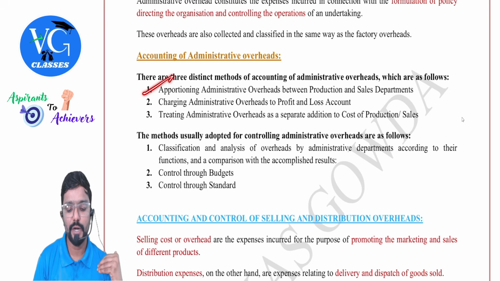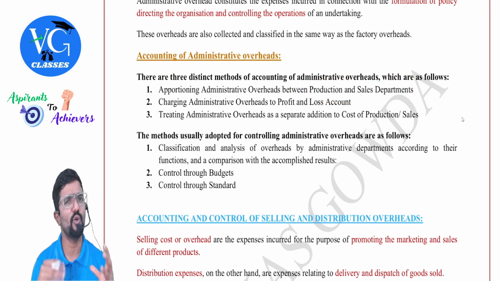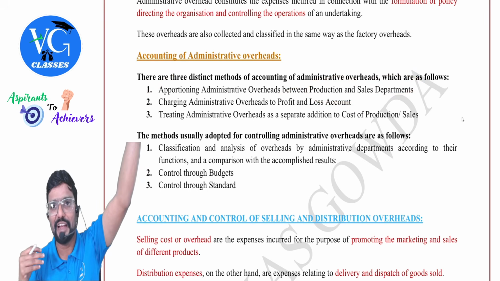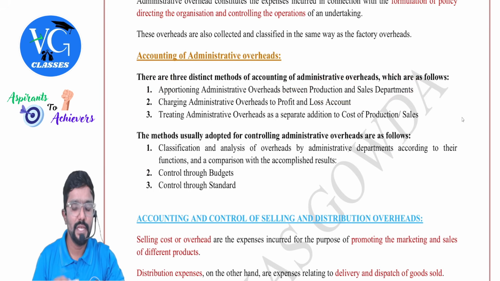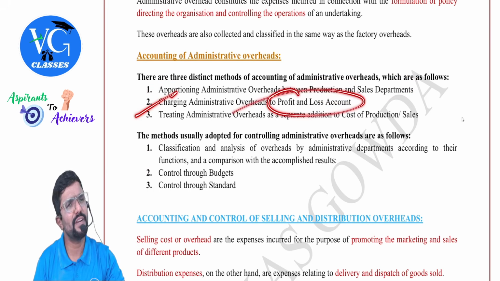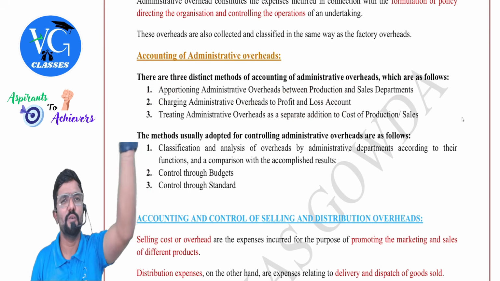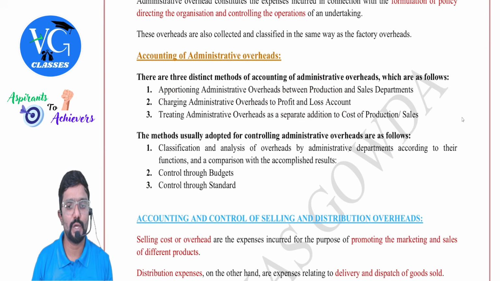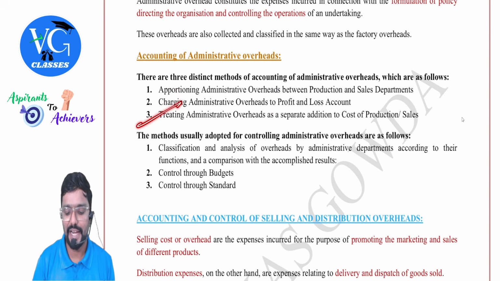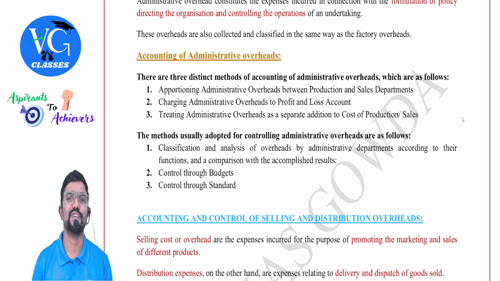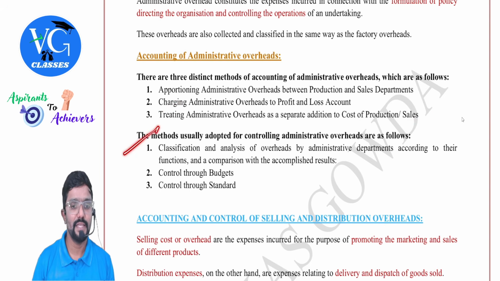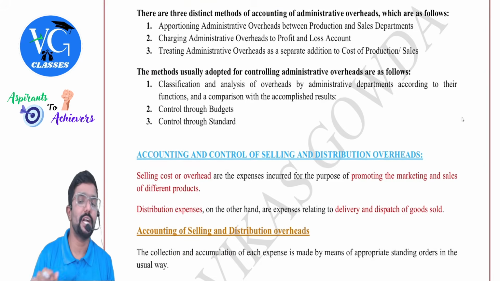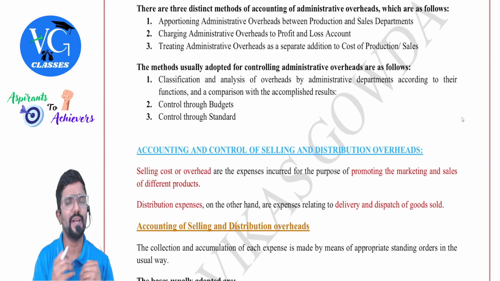Okay, sir. What is the accounting treatment for it? Apportioning administration overhead between production and sales departments, like how we did the primary distribution for factory overhead, same way. Then charging administrative overhead to the profit and loss account straight away. No apportioning to departments and all. Straight away charge it to the profit and loss account. Or else just add it to cost of production or cost of sales. This is what we normally do in the cost sheet. Clear? Yes, sir.